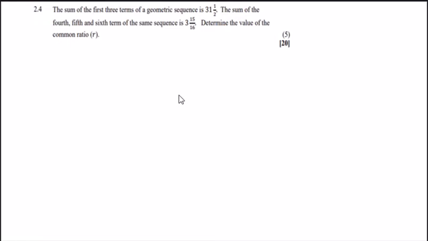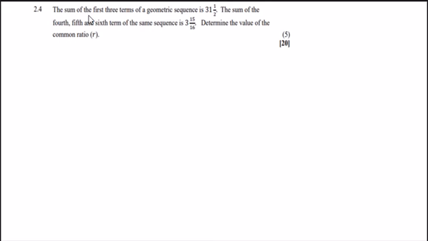Question 2.4. The sum of the first three terms of a geometric sequence is 31 and 1 over 2. The sum of the fourth, the fifth, the sixth of the same sequence is 3 and 15 over 16. Determine the value of the common ratio. In this question, they are looking for a common ratio.